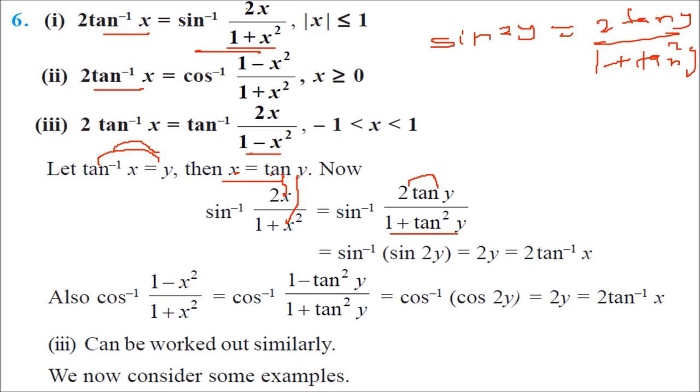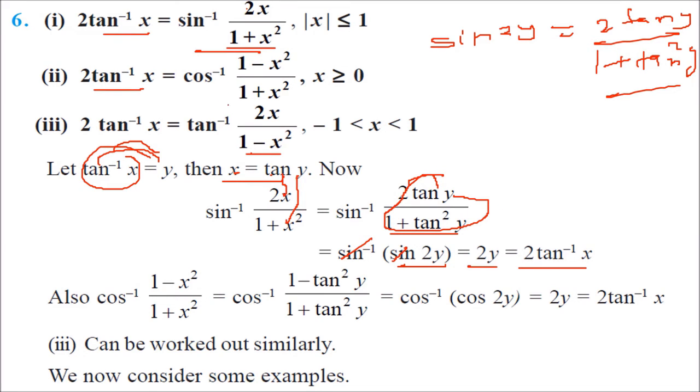This is the equation we know. We have known the trigonometric functions. So sine 2y is 2 tan y by 1 plus tan square y. So this is sine 2y. You can place sine 2y here. Sine inverse cancels. This becomes 2y. And y was tan inverse x. So this becomes 2 tan inverse x. So sine inverse 2x by 1 plus x square becomes 2 tan inverse x.